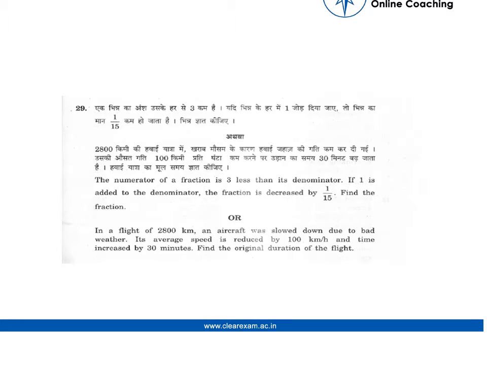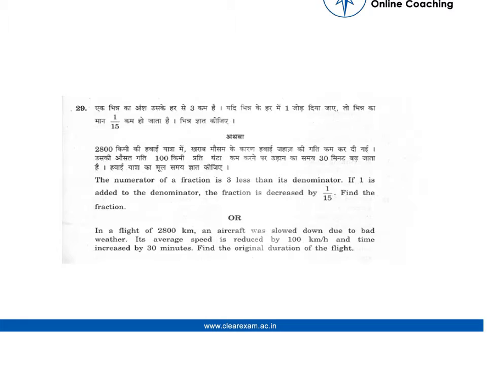So now the 29th question. The question says that the numerator of the fraction is 3 less than its denominator. If 1 is added to the denominator, the fraction is decreased by 1 by 15. Find the fraction. Or we can do this question also.